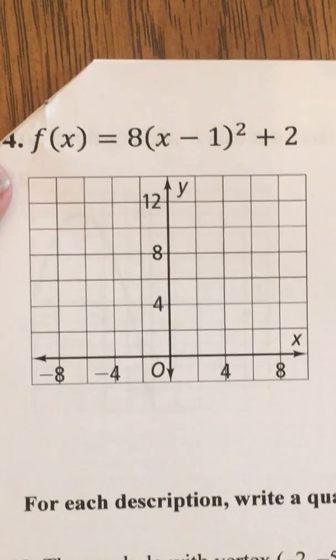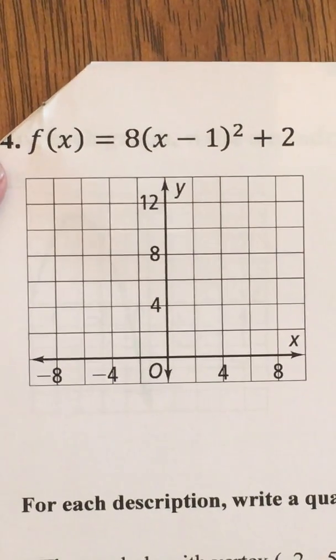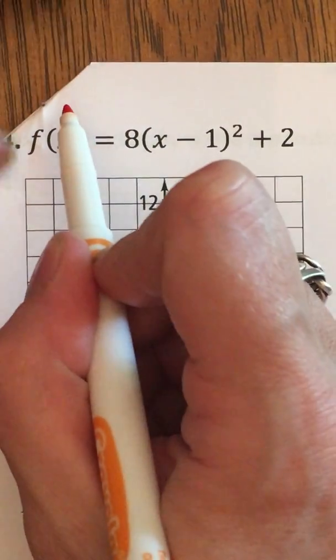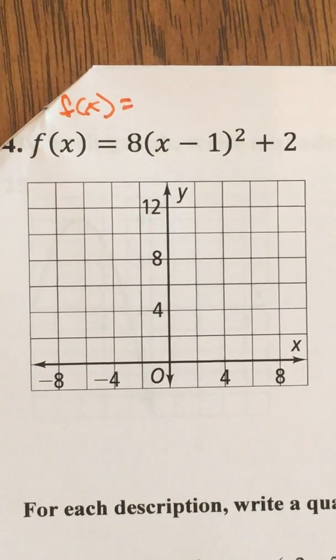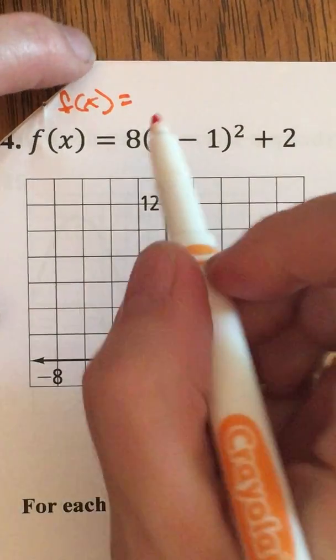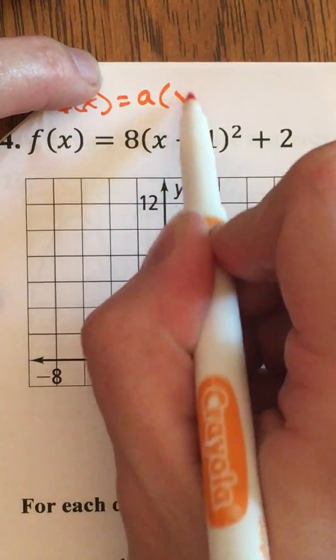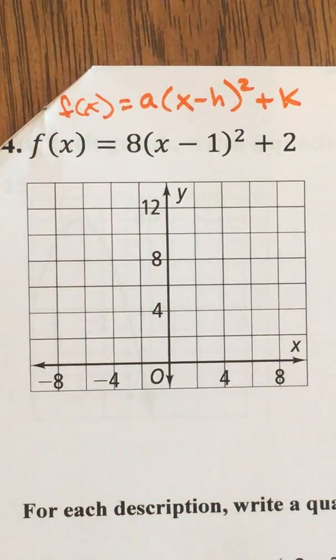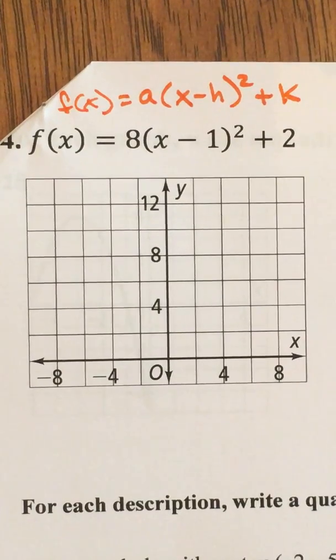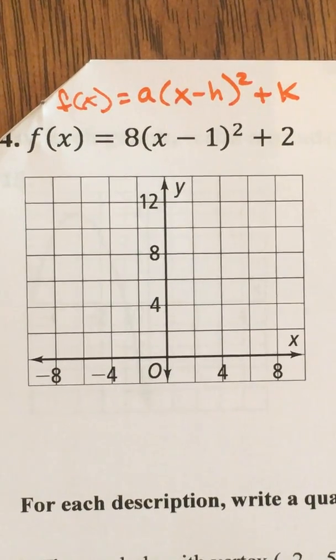The first thing we can do, just to help us get started, when we're tired, we need a jumping off point, is to write down what the vertex form is for any parabola. A times x minus h squared plus k. So that's not new at this point at all. It's just really helpful to have it.